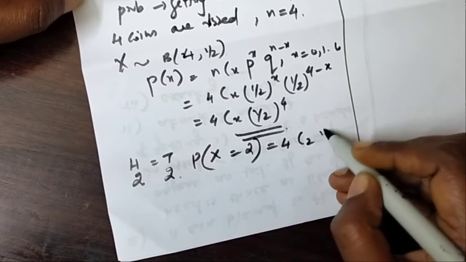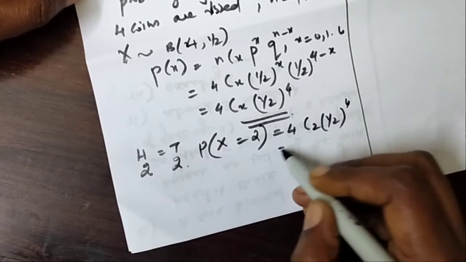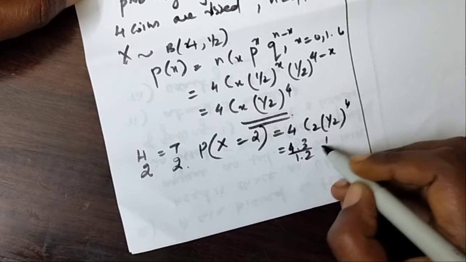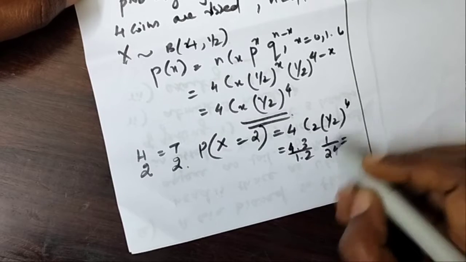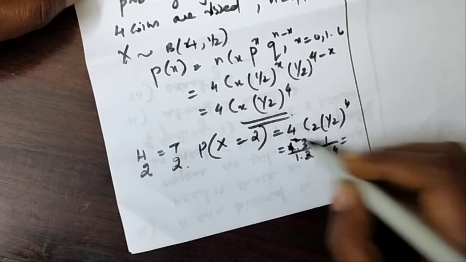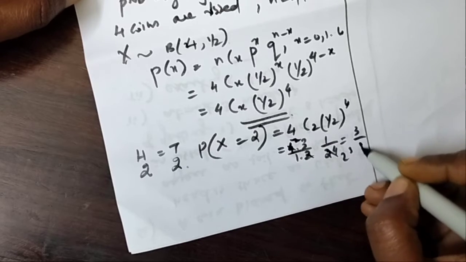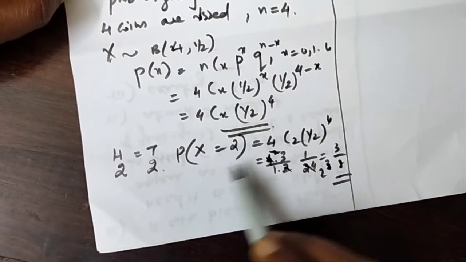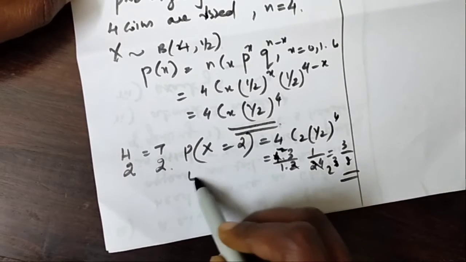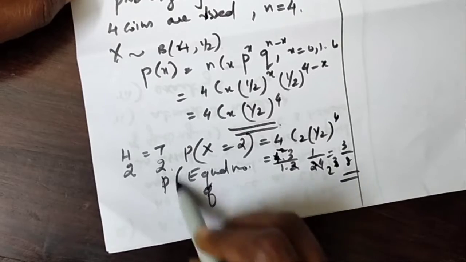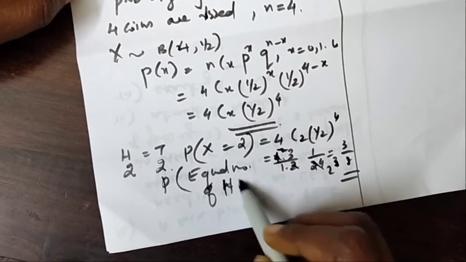It is 4C2 1 by 2 raised to 4. And 4C2 is 4 into 3 by 1 into 2. 1 by 2 raised to 4. It is 2 here, again 2, 2 cancel. So 3 by 8. Okay. So the probability of getting equal number of heads and tails is 3 by 8.